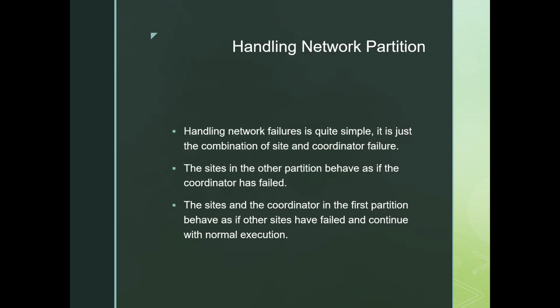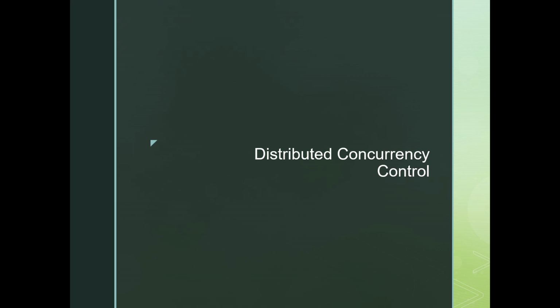So next we move to handling network partition. Handling network partitions is quite simple, actually. It is a combination of coordinator and site failure. The sites in a partition behave as if the coordinator failed, and the sites and the coordinator in the first partition behave as if the other sites have failed and continue with normal execution. And when the partition is removed, the coordinator adds the remaining sites to its own network and the protocol is rerun.